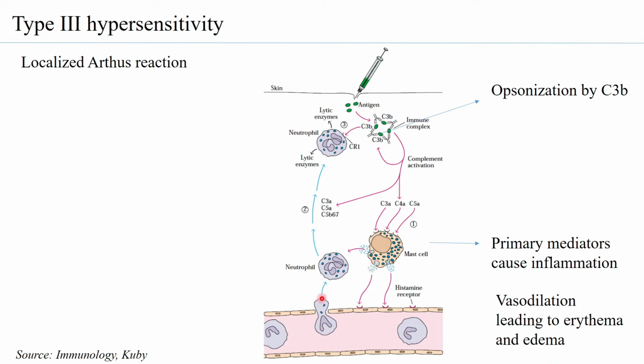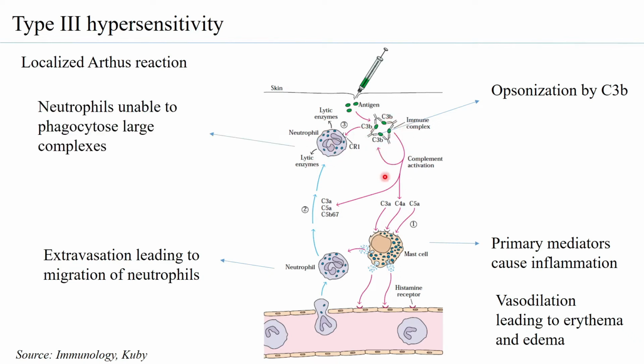Also, as part of the inflammatory response, you have the neutrophils from the blood vessel migrating into the tissue space. That is what is understood by extravasation. And then these neutrophils are further attracted towards the site where the antigen had entered, or the site where the immune complex has been deposited. Now, because the complex is very large, the neutrophils will not be able to phagocytose it.